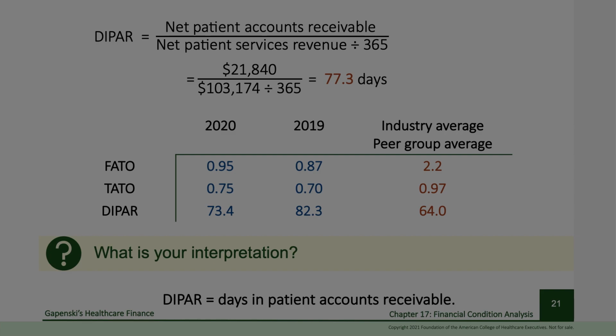Okay, so the fixed asset turnover ratio of 0.95 is telling us that Riverside is not using its fixed assets as productively as the average hospital. And the total assets turnover ratio measures the utilization of all business assets, not just fixed assets. So for Riverside, each dollar of total assets generated 75 cents in total revenues. Riverside's total assets turnover is below the average, but it is not as low as the fixed assets turnover ratio.